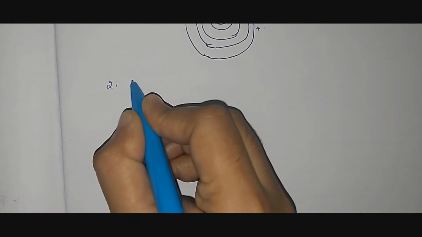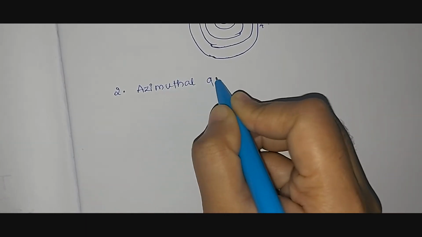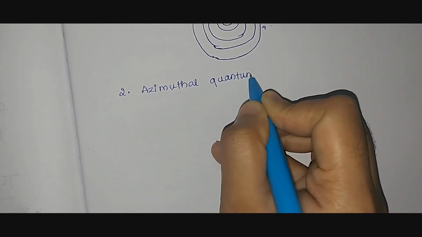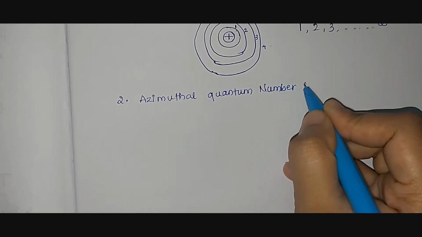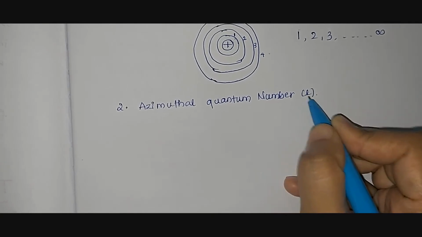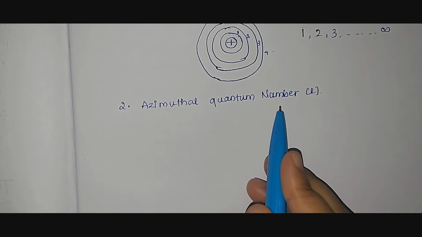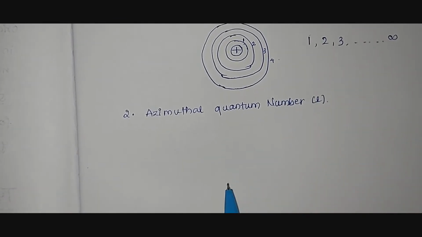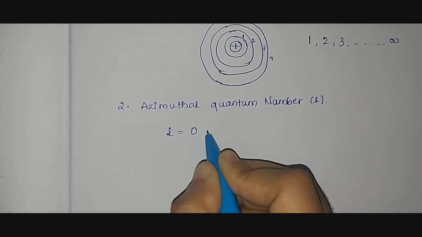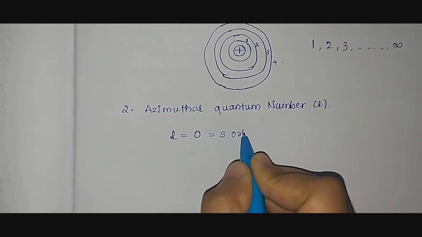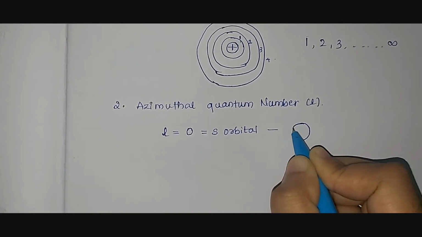The second quantum number is the azimuthal quantum number. It is represented by L. Based on this azimuthal quantum number, we come to know the shape of the orbital. If the value of the azimuthal quantum number is 0, we call it an s orbital, and the shape of the s orbital is spherical.